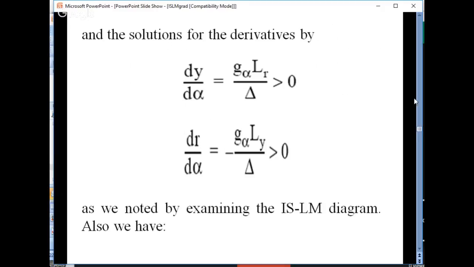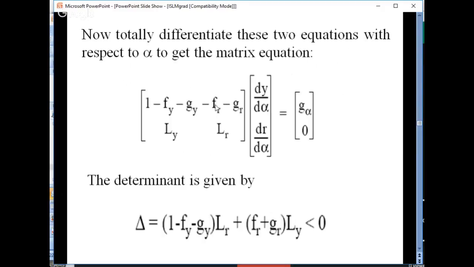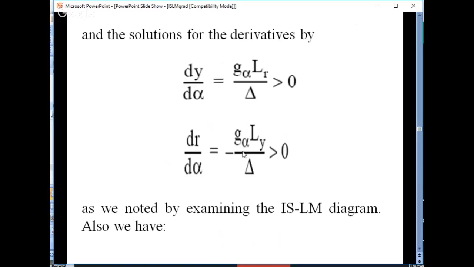For dr d alpha, I plug in this column right here. So I get 1 minus f of y, g of y times 0, and L of y minus L of y times g of alpha. So I have it here: minus g of alpha L of y. G of alpha is positive by assumption. L of y is positive. So I have negative times a positive over negative. Negative over negative gives me positive. So alpha affects both income and nominal interest rates positively.